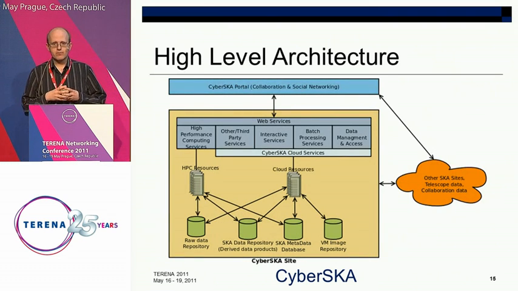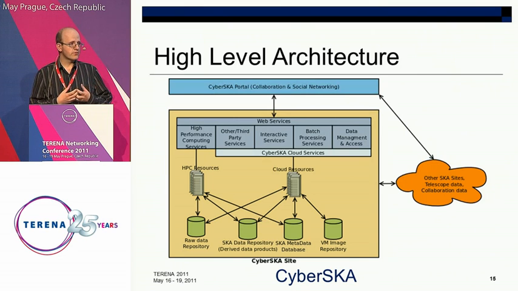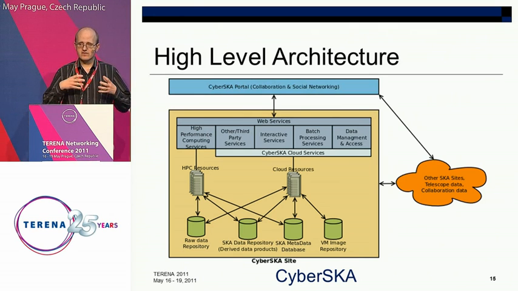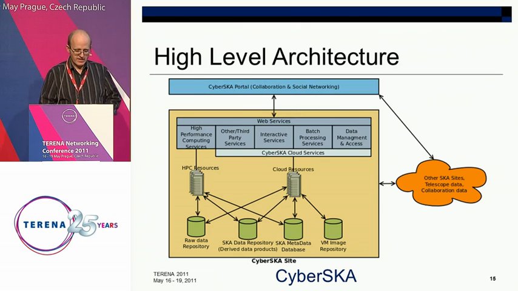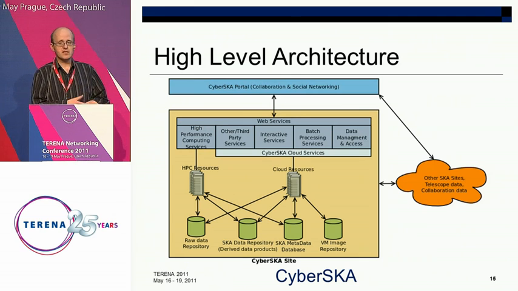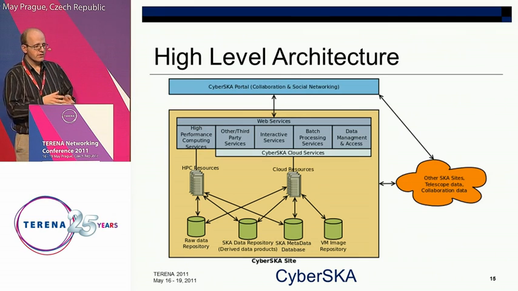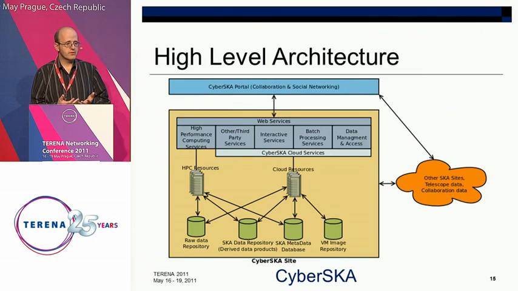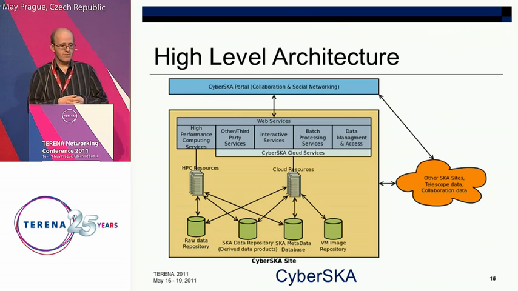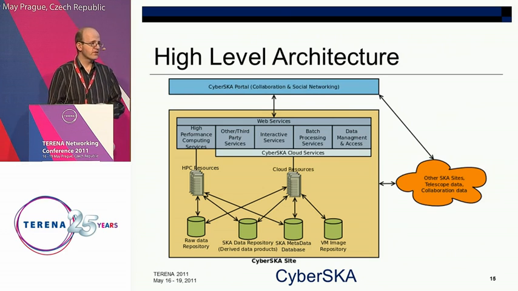So from a high-level architecture point of view, the users have contact with the system through a collaborative portal, a scientific gateway to all of these different sites and services that are available. At a given site, you have a variety of services that might be available. You might have specialized HPC computing resources for carrying out different processing. You might have different cloud computing resources that might be hosting different third-party application services, interactive visualization, or different batch processing and data management services. So depending on the needs, different sites can offer different services, and there's some flexibility there.